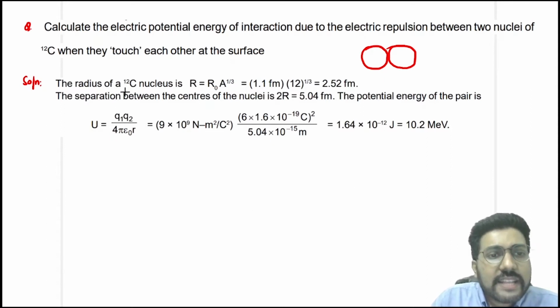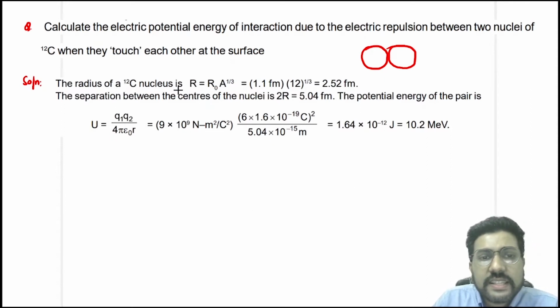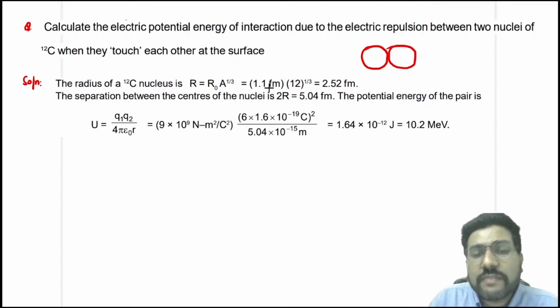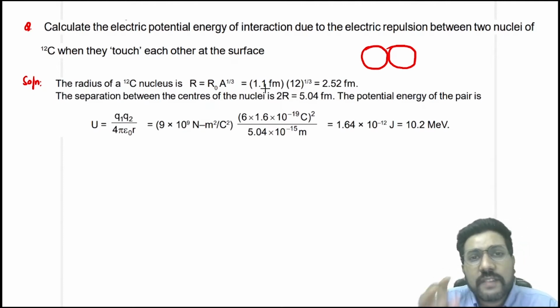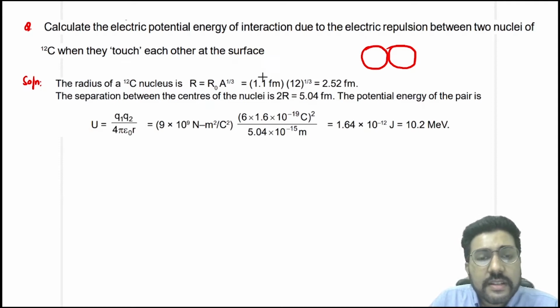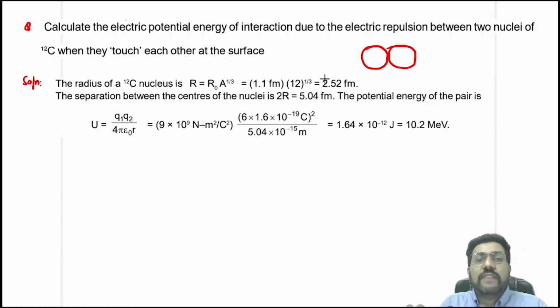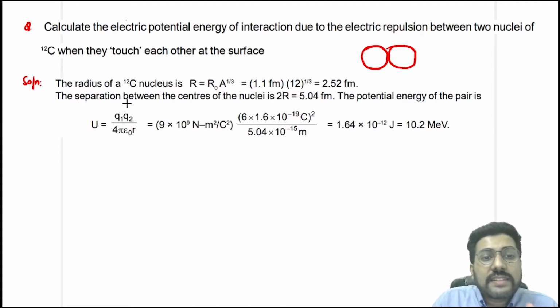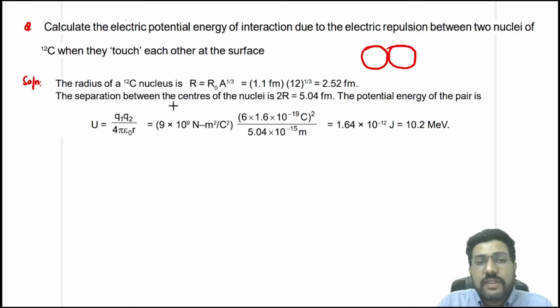So the radius of a C-12 nucleus is R = R_0 A^(1/3). We know that. In some books they write 1.1 femtometer, in some books they write 1.2 femtometer. In the exam, they will give you the value of R_0, right? So 1.1 femtometer multiplied by 12^(1/3) comes out to be 2.52 femtometer. So the radius of a C-12 nucleus is approximately 2.52 femtometer. Now the separation between the centers of the nuclei is 2R.